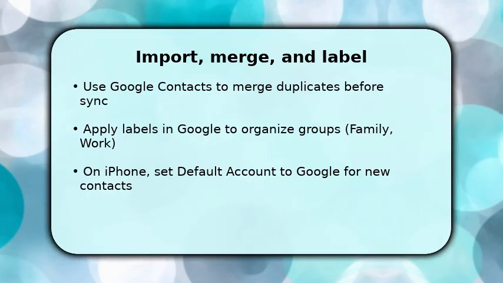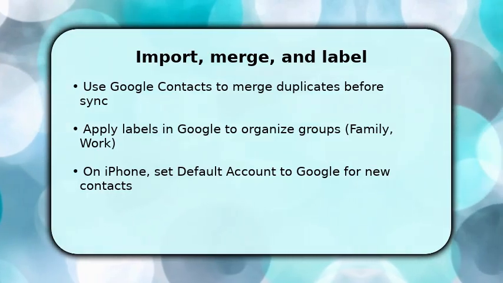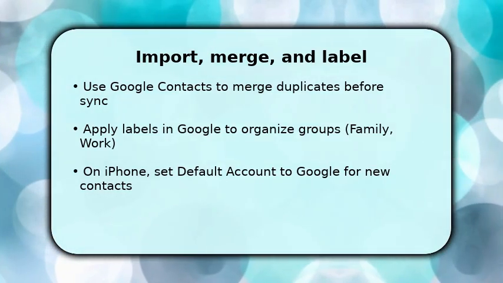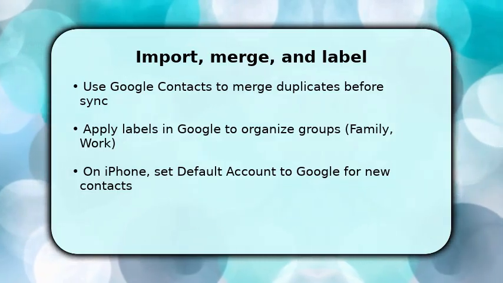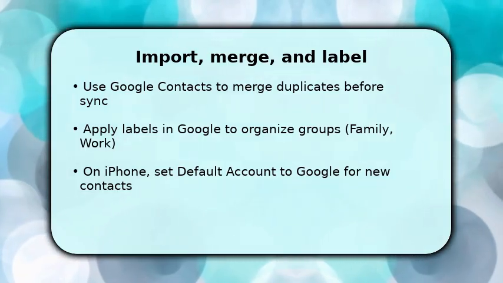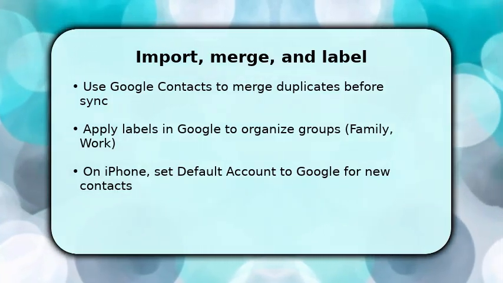After that, on iPhone, set default account in Contacts settings to your Google account so new contacts save to Google and remain consistent across devices. This reduces fragmentation and keeps everything centralized.